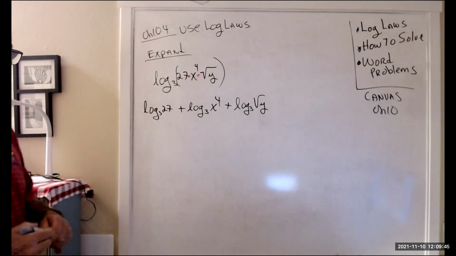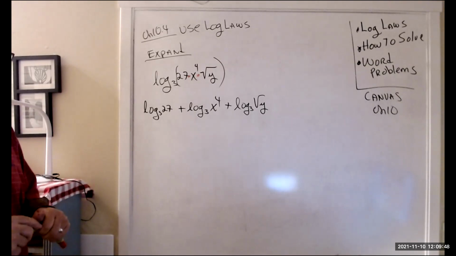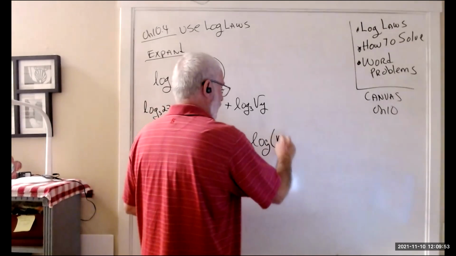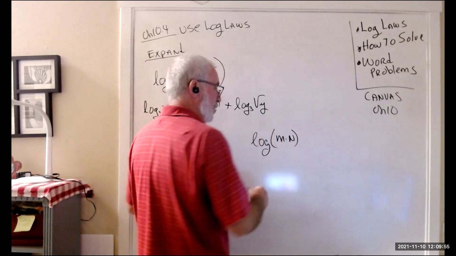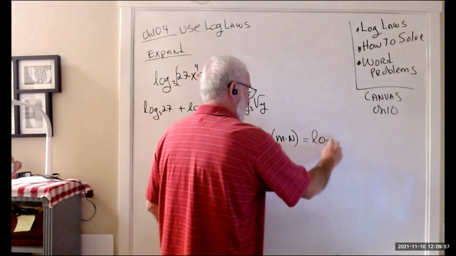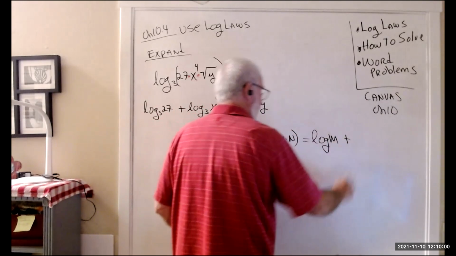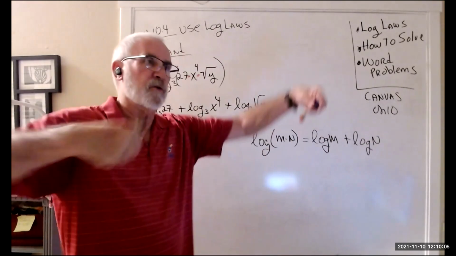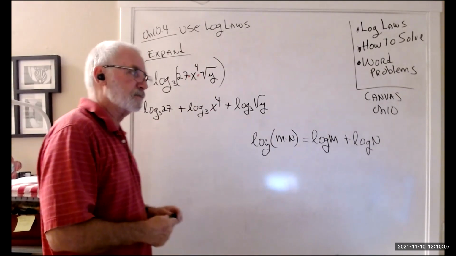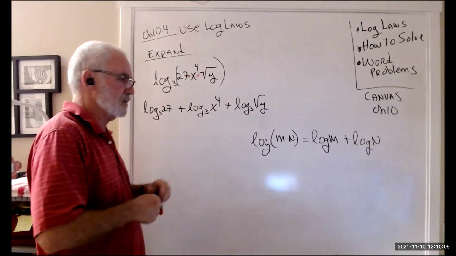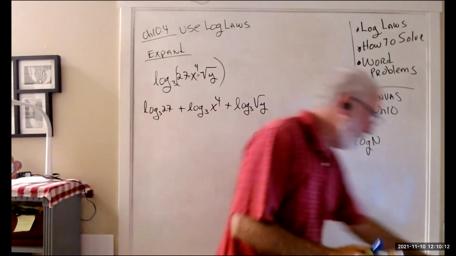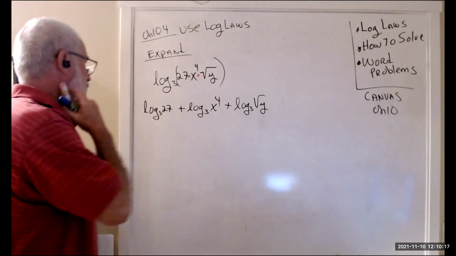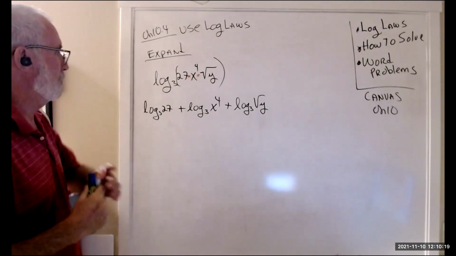Again, go back and look at that product rule for logarithms. It said if you had the log of m times n multiplying, you can split it up into the log of m added with the log of n. Well, that rule works for as many things as you want to multiply. Okay, well, am I done? No, there's a trick here.